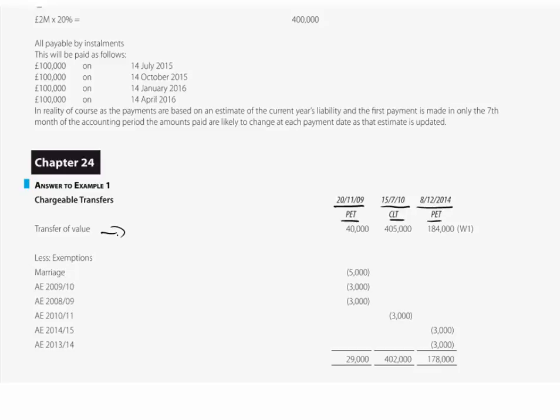Transfer of value. First of all, of course, the figures as given from within the question: £40,000 for the first PET, £405,000 for the CLT. We then need to work out the transfer of value. Now you could show it here on the face of the computation or revert to working one for that. What have we got to do?